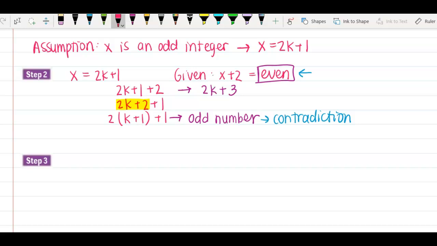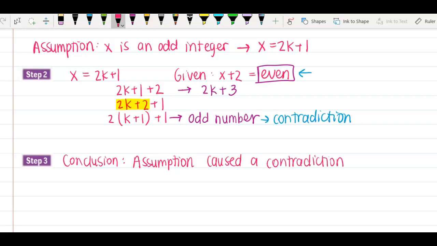And therefore our conclusion would be: assumption caused a contradiction, so the original statement must be true. And that is everything for step 19.